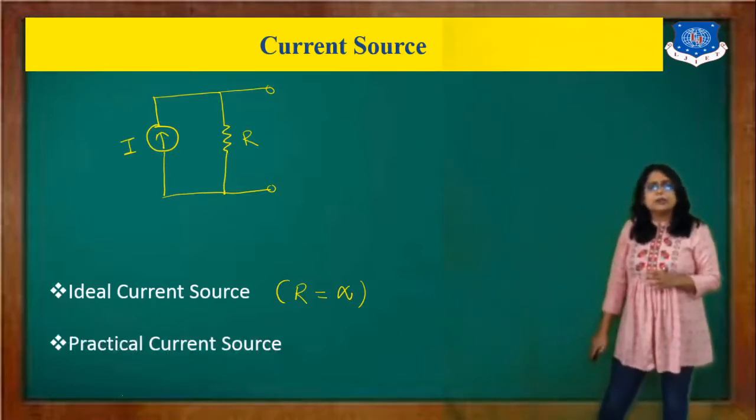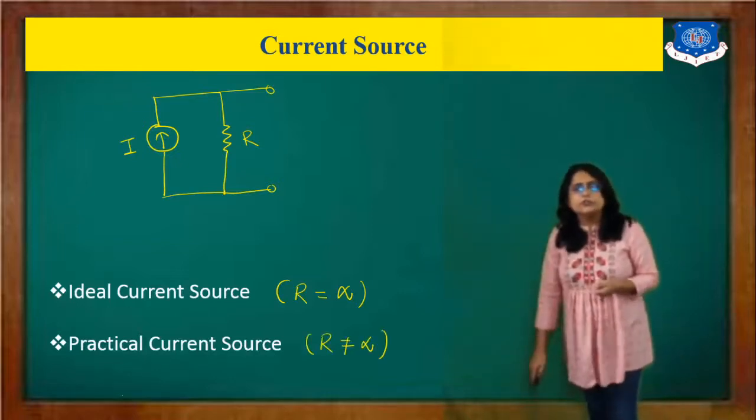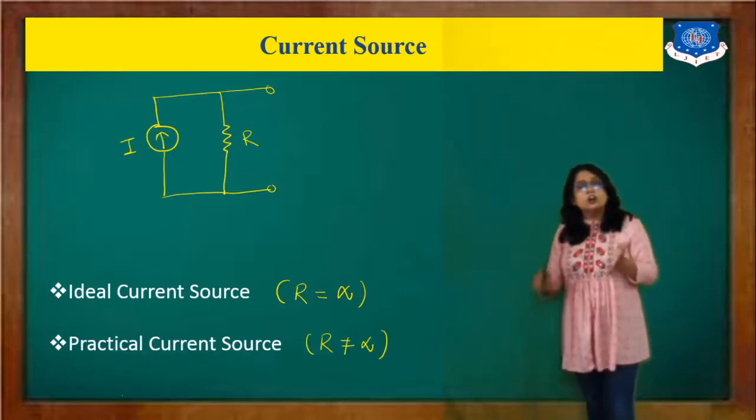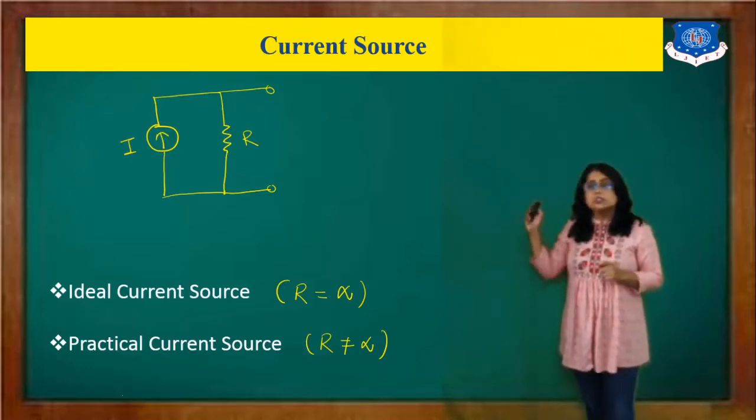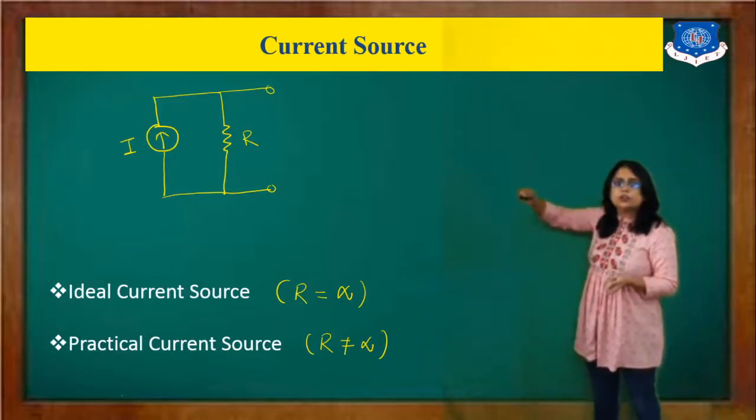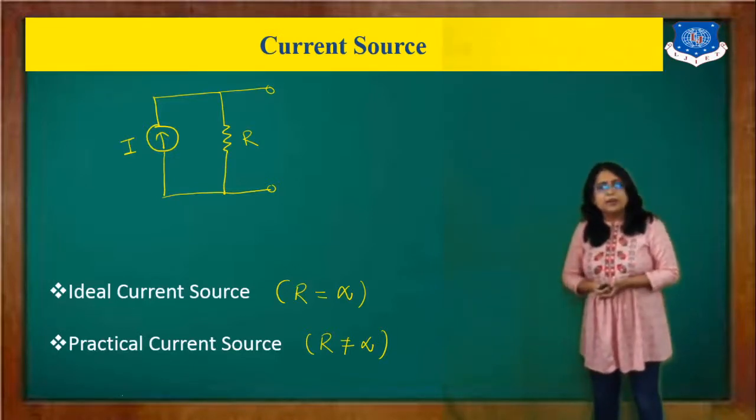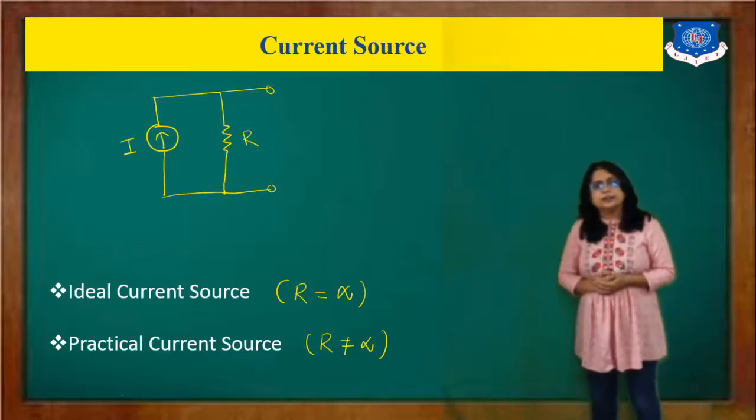Now next is what? Practical. So the value of this resistance is not equal to infinite. It is a very small amount or a very high value. Okay? Because see here, if you are saying your current source value is 5 ampere, then maybe you will get 4.8, 4.9 like that.